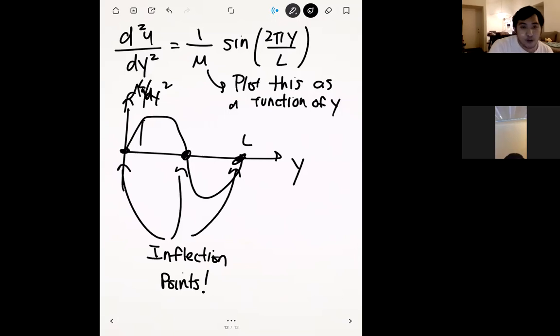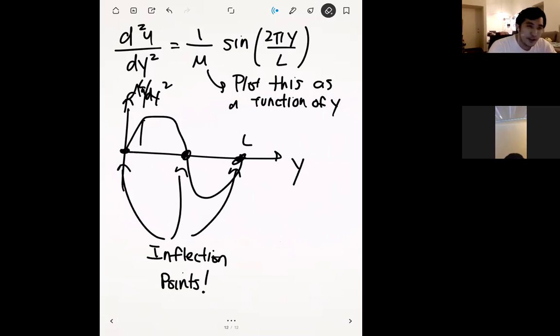And so because we have locations where d squared u dy squared is equal to 0, these are going to be our inflection points. And notice how this is different from the homework problems, because under the conditions of the homework problem, d squared u dy squared is 0 everywhere. So you don't really have an inflection point, you can have an inflection region. So that's not exactly the same thing.